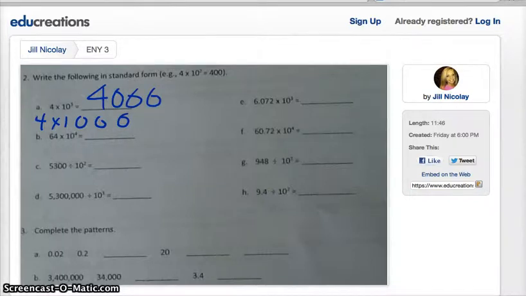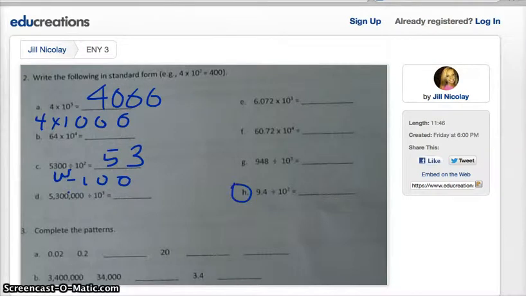For C, 5,300 divided by 10 to the second power. I know 10 to the second power is 100. So 5,300 divided by 100. I know my decimal is right after that one spot. 1, 2, 2 to the left, because we're dividing and we're getting smaller, to get 53. All right, that one I did pretty quickly. I'll do the next one a little bit slower.